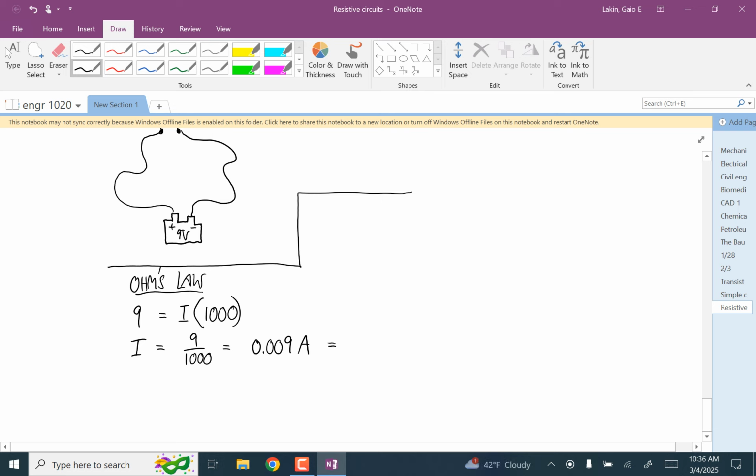And since for most of the things we're going to be doing, an amp is a lot of current. Usually we'll be dealing with much smaller currents than an amp. A lot of times you'll represent currents in milliamps. And so I'll write this as 9 milliamps.